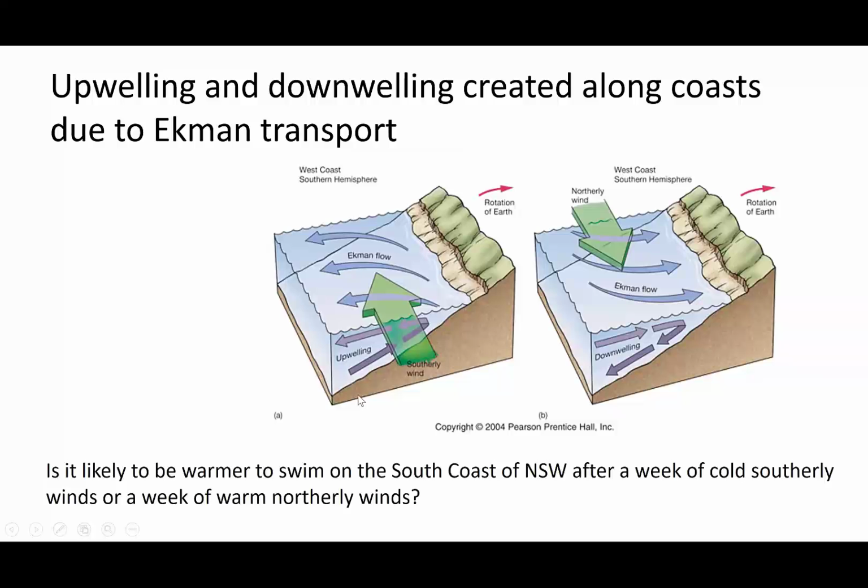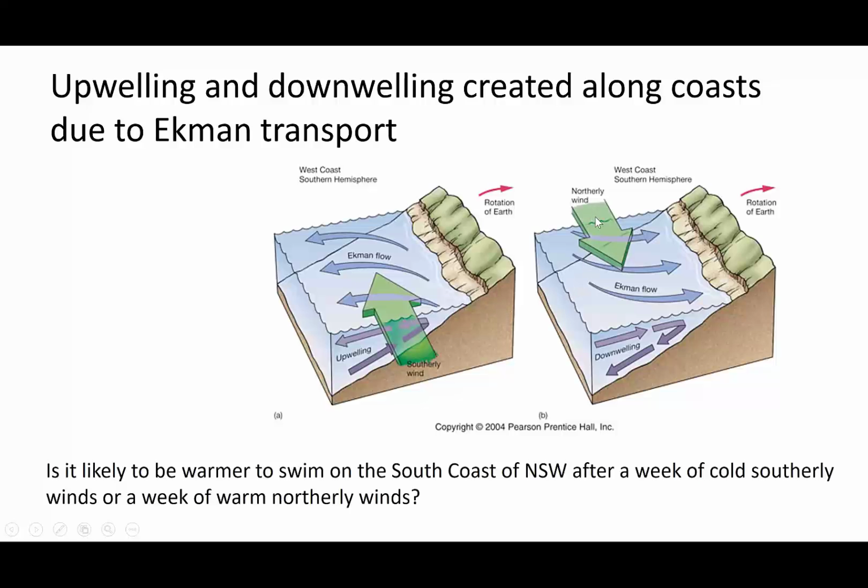In particular, upwelling and downwelling created along coasts due to this Ekman transport. For this example, for the southern hemisphere, where we have a southerly wind blowing along a coast, so this would be relevant to the Western Australian coast, for example. The wind is blowing along the coast in a south to north direction. Because we're in the southern hemisphere, we get a deflection to the west, to the left, and so the water will be moved offshore, and that creates a divergent flow, and as a result we have upwelling of water due to that divergent flow away from the coast.